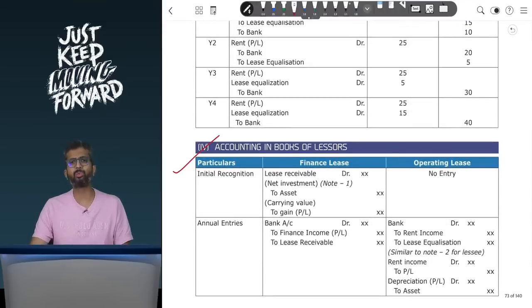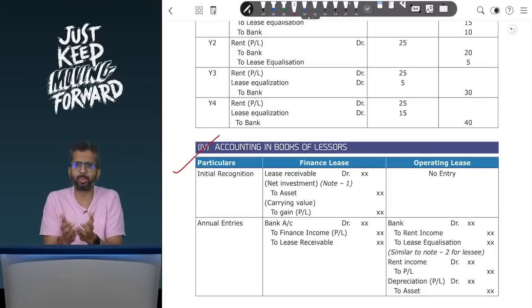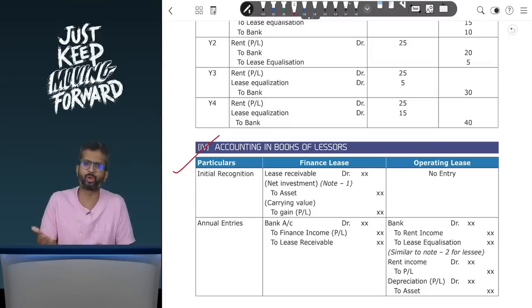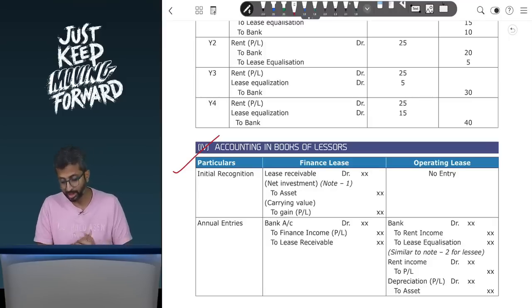Okay, accounting in the books of the lessor. Now, in the books of the lessee, if it's an operating lease, it's a rent expense. In the books of the lessor, that's a rent income, bank account debit to rent income. Again, on a straight line basis, unless any other systematic basis is more evident. Further, when we look at the lessor, if an operating lease is there, the asset is still in the books of the lessor, and hence there will be depreciation in the books of the lessor because they have not de-recognized the asset. There is no entry at initial recognition.